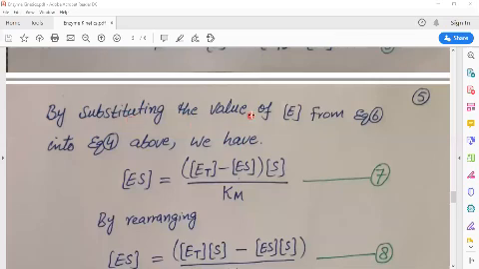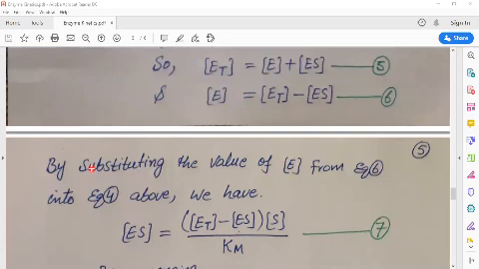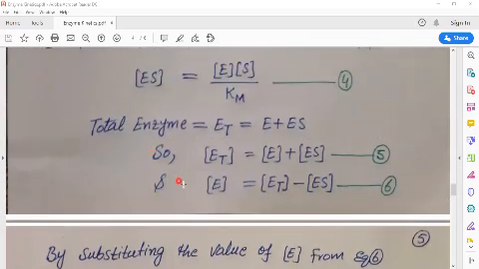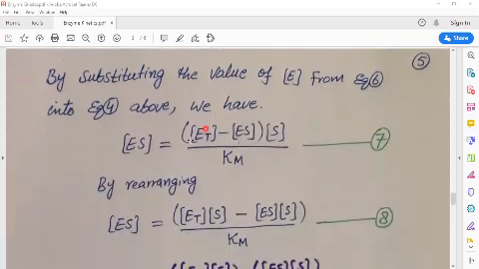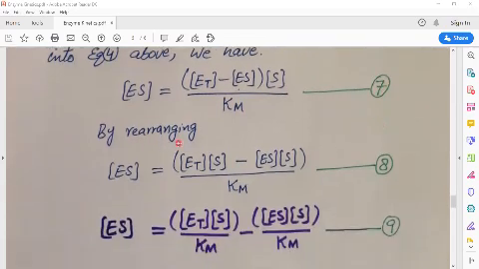By substituting the value of enzyme concentration from equation 6 into equation 4, we have enzyme substrate concentration equal to Et, the total enzyme concentration, minus ES concentration into substrate concentration divided by Km. This is equation 7. By rearranging equation 7, we get enzyme substrate concentration equal to Et into substrate concentration minus ES into substrate concentration divided by Km.